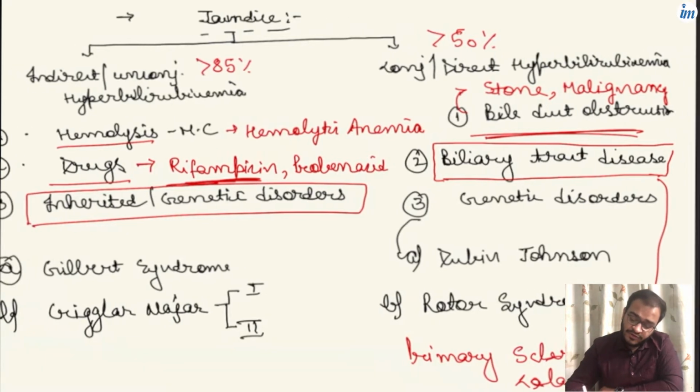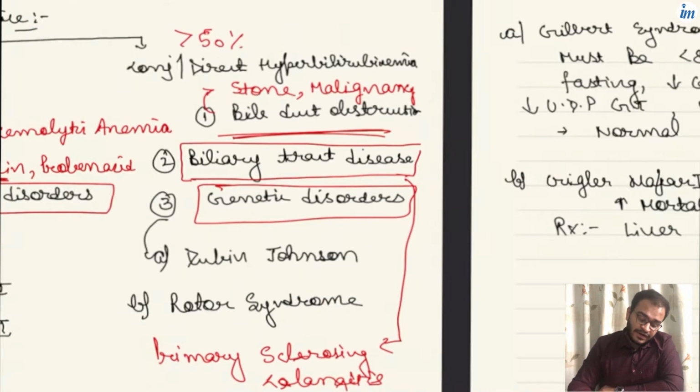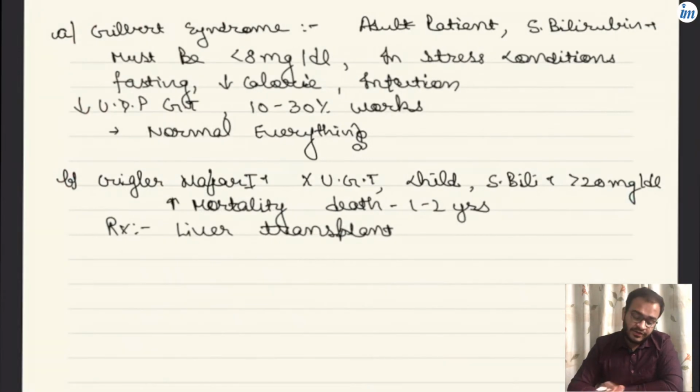So now we will talk about the genetic disorders for both the cases. Friends, if we talk about the genetic disorders which are causing an increase in unconjugated bilirubin levels, for now we think first of Gilbert syndrome. Friends, what happens in Gilbert syndrome? You just need to think of it as a clinical case.